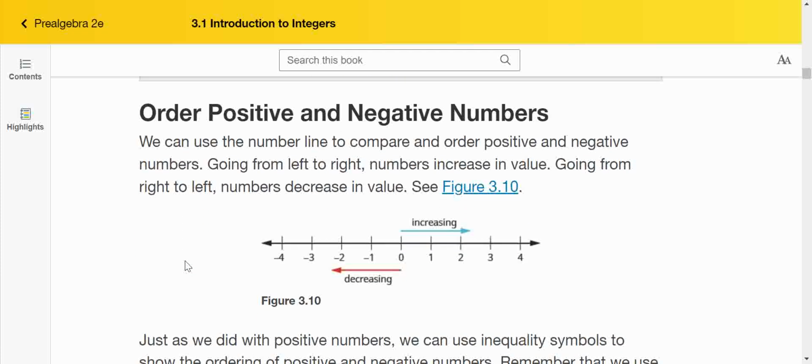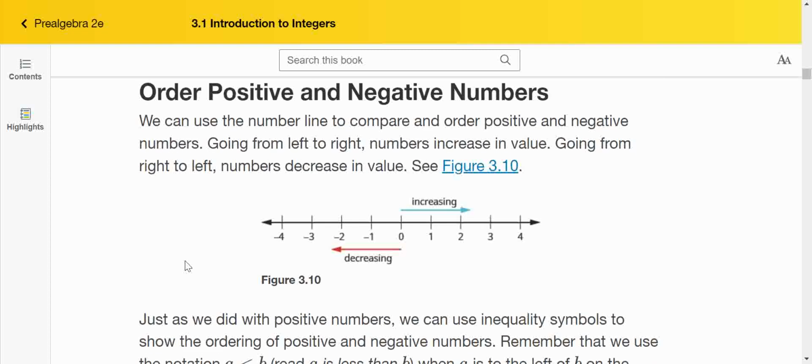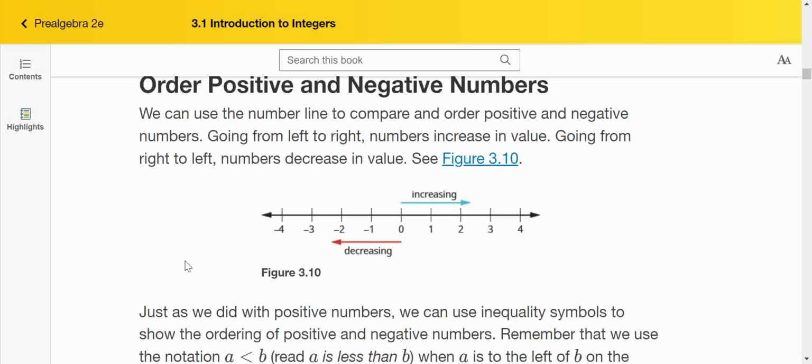Order positive and negative numbers. We can use the number line to compare and order positive and negative numbers. Going from left to right, numbers increase in value. Going from right to left, numbers decrease in value. See Figure 3.10.